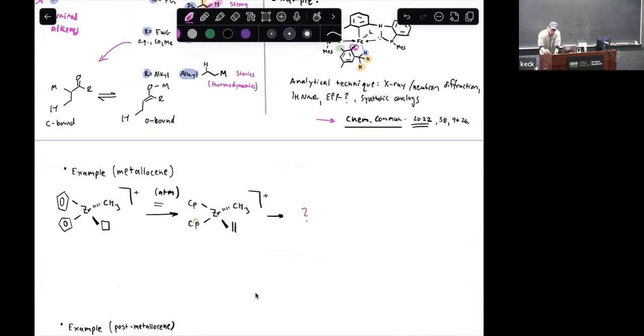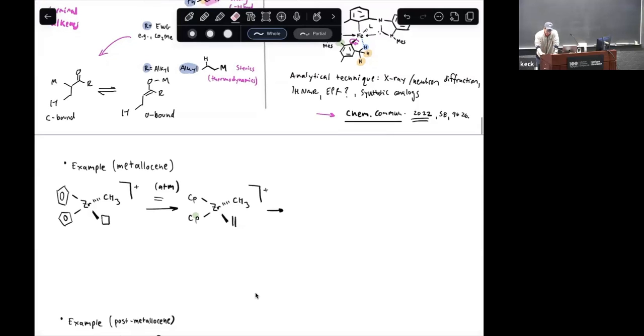All right, let's see now some migratory insertions in action in the context of catalysis. And this will actually be in the context of catalysis as applied to material synthesis. So let's consider this interesting zirconium bis-Cp methyl cationic complex. And you might appreciate that that doesn't look super stable. Where did that open coordination site come from? We'll talk about that in a moment.